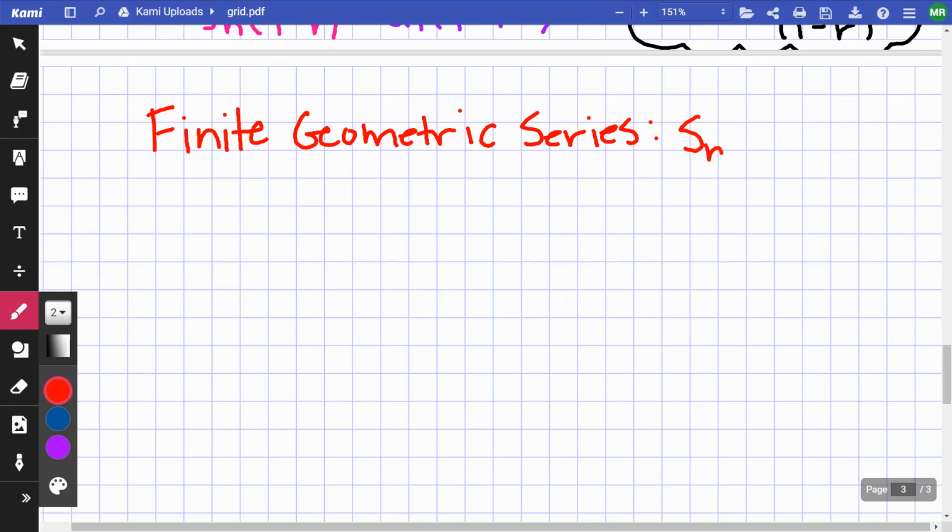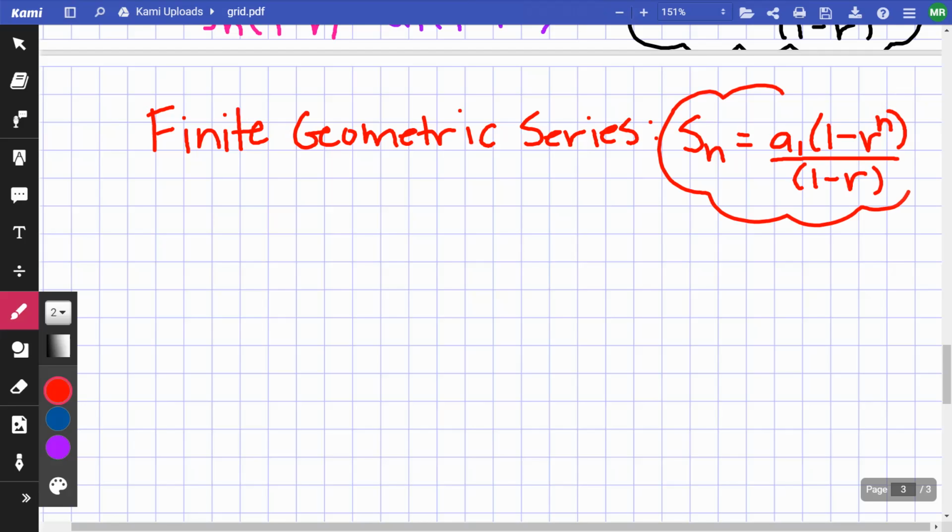S sub n, which is the sum of the first n terms, is equal to a1, which is the first term, times 1 minus r, which is my common ratio, raised to the power n. That's how many terms we're adding. Close the parenthesis. Notice the n is not outside of the parenthesis. It's just the r that's being raised to the power n, all over 1 minus r. So this is the equation.